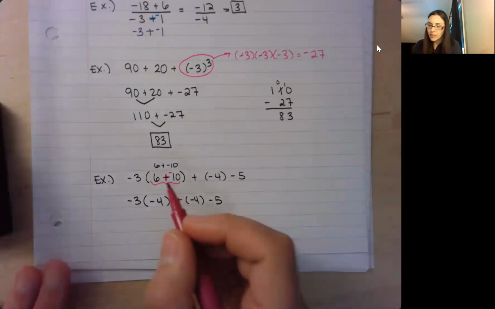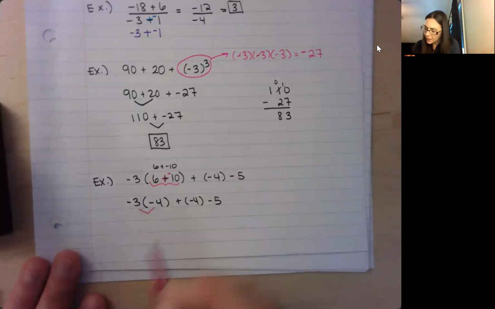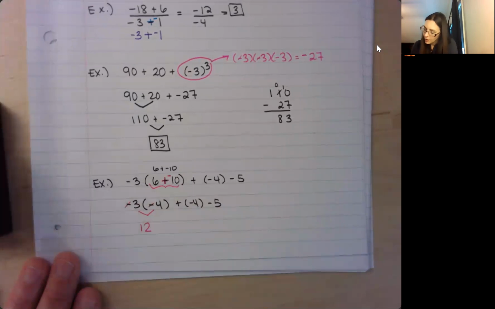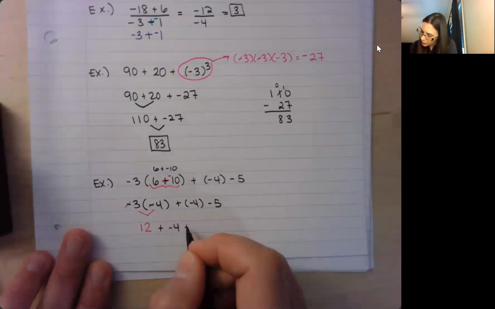So after parentheses would come exponents. I don't have exponents. So next is multiplication and division. Negative 3 times negative 4, my two negatives cancel. I have positive 12. And then I'm just going to bring everything else down. So I do have a minus sign there.